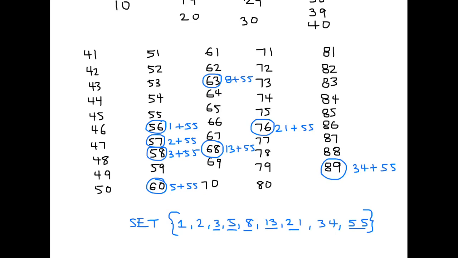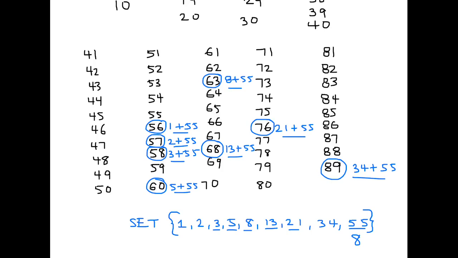So when you're adding 55, how many did we get? We got 1, 2, 3, 4, 5, 6, 7, 8. So for 55, we got 8 possible numbers that we could create with the sum of two numbers in this set.